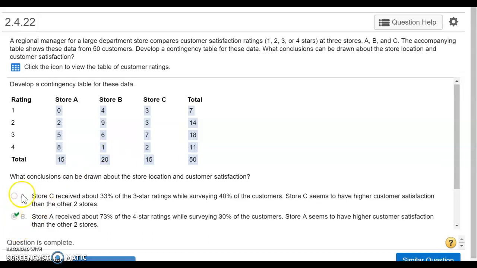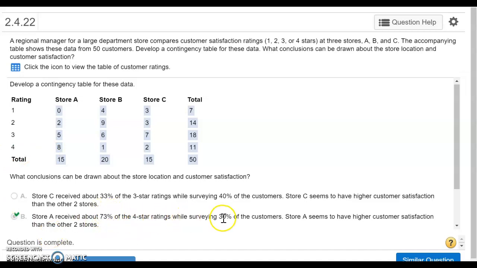Let's look at this one. Now obviously this is marked correct. This is the correct answer, but let's look at what it says. Store A received about 73% of the 4-star ratings. First of all, here's store A, and store A had 8 4-star ratings, 8 of them. So think about how many 4-star ratings were given in all. You had 11, and store A got 8 of those. So if you divide 8 out of 11, you would get 73%.